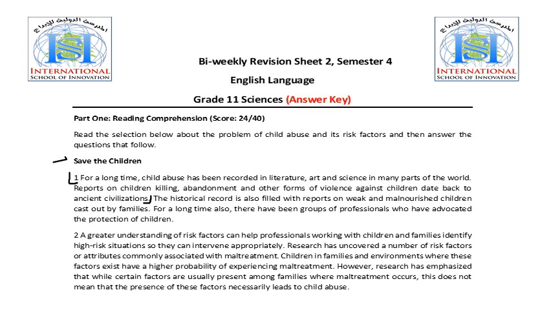The historical record is also filled with reports on weak and malnourished, meaning children who have not been fed well, malnourished children cast out by families. For a long time also there have been groups of professionals who have advocated, meaning defended, the protection of children. A greater understanding of risk factors can help professionals working with children and families identify high-risk situations so they can intervene appropriately. They can interfere and solve the problem.